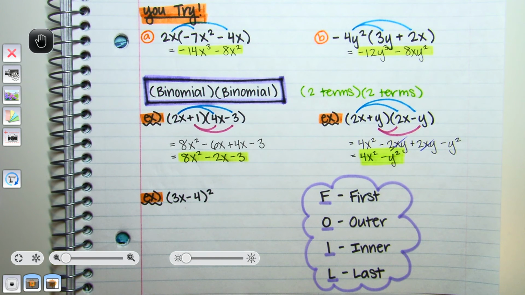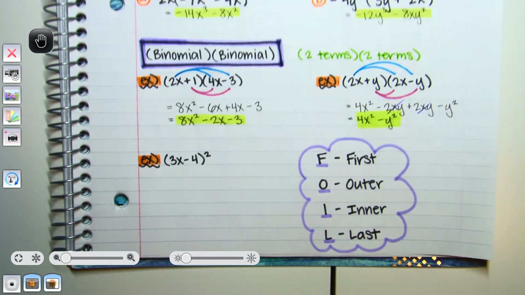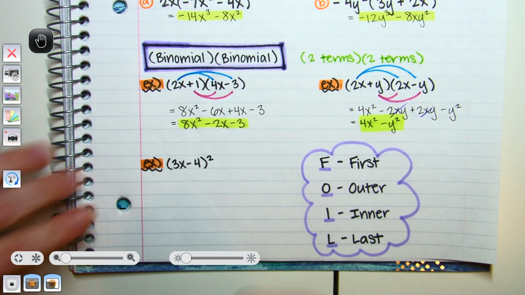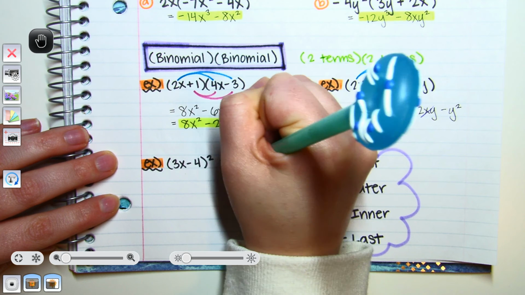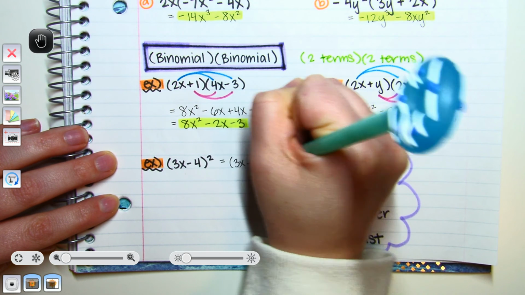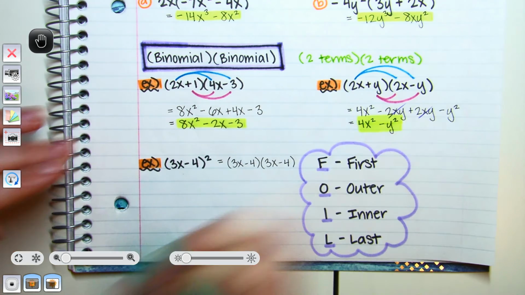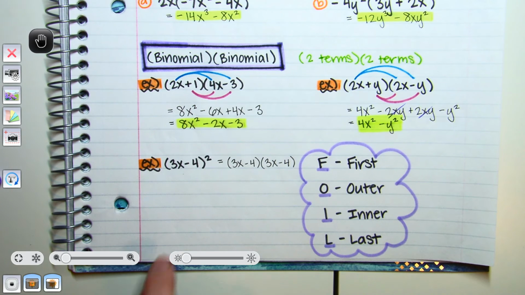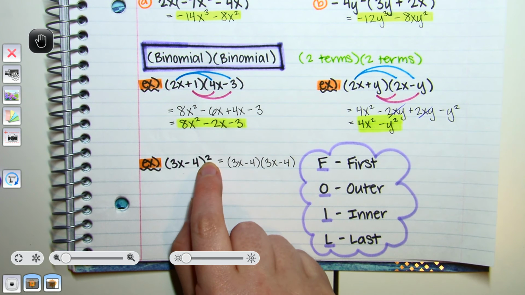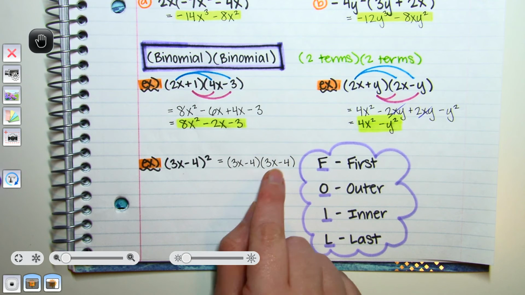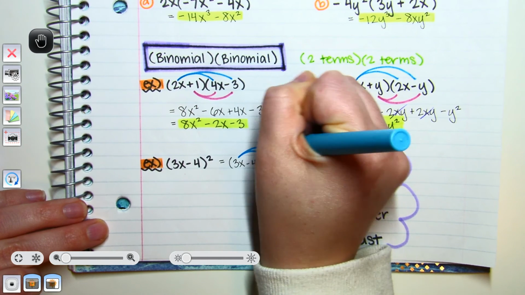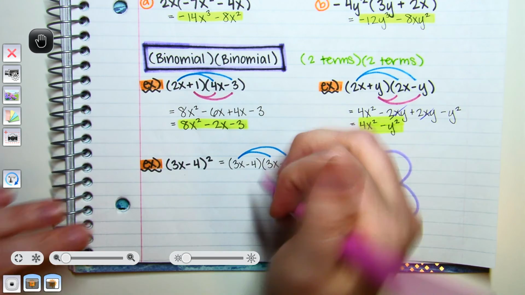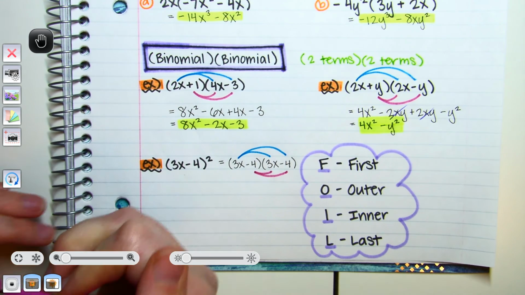Now for this last example, 3x minus 4 quantity squared. This is the same as saying 3x minus 4 times 3x minus 4. It's very, very important that you do not just distribute that squared. We have to expand it out and write it like this. So again, using FOIL, first, outer, inner, last.